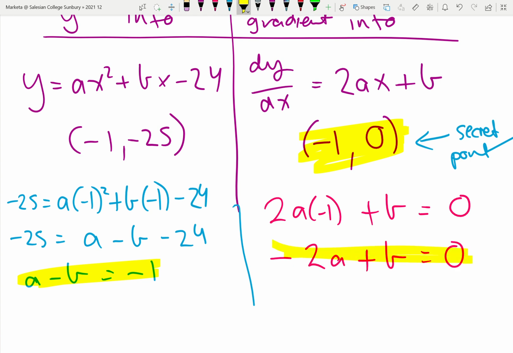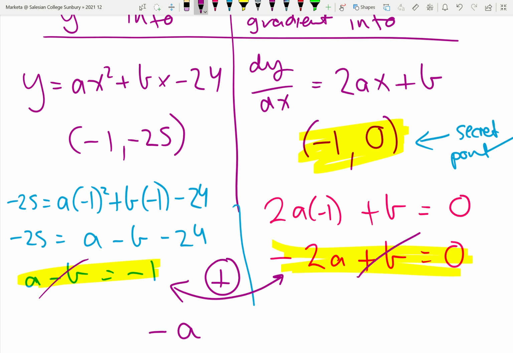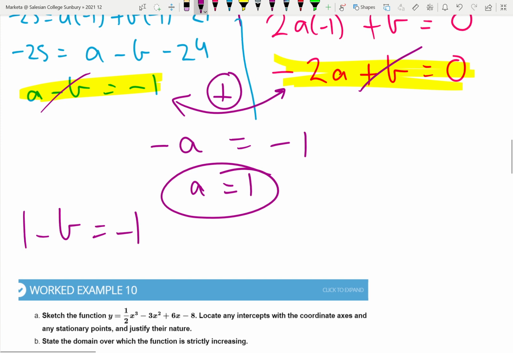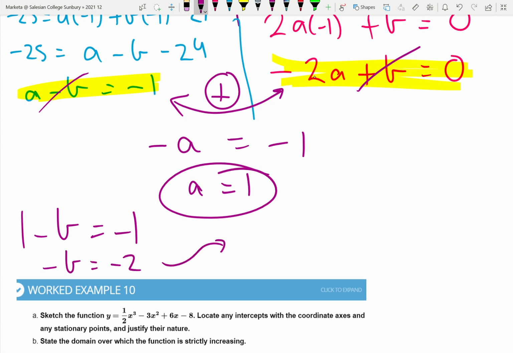So these are our two equations, which we can quite easily solve using simultaneous equation rules. I'm going to add these two equations. So a plus negative 2a is negative a, or negative 1a if you like. Negative b plus b cancels the b's out. Negative 1 plus 0 is negative 1. So a equals 1, as we're dividing by negative 1 on both sides. That's one of our answers. And then for b, let's say 1 minus b equals negative 1, so negative b equals negative 2, b equals 2. So that's our values for a and b.